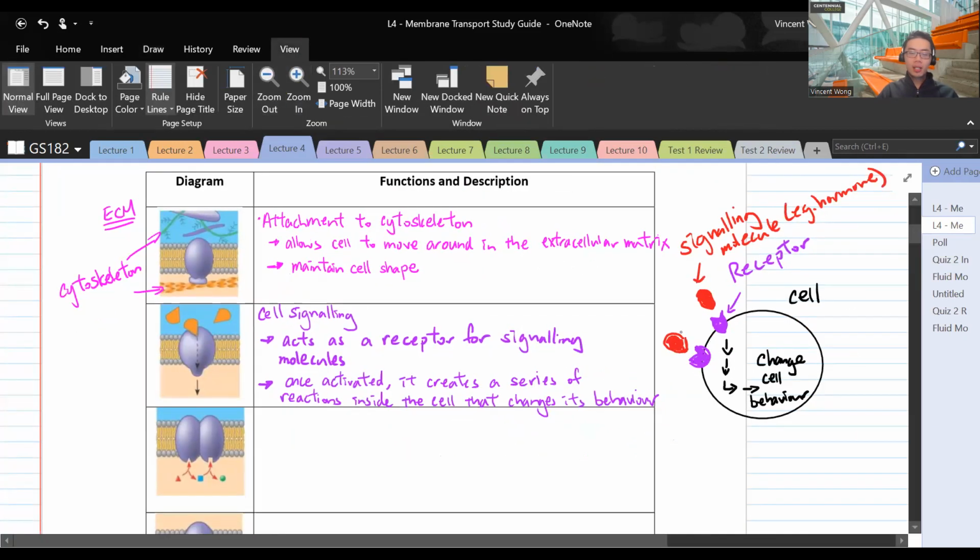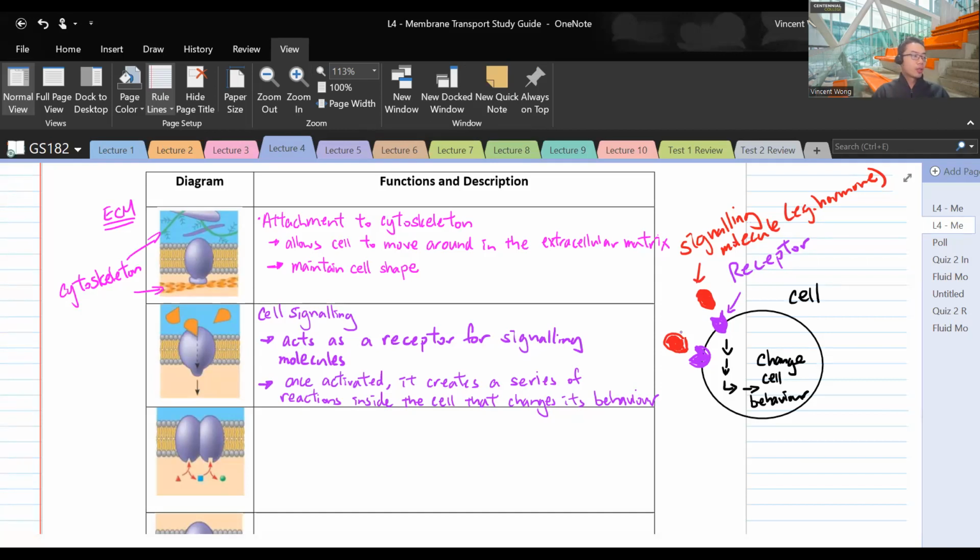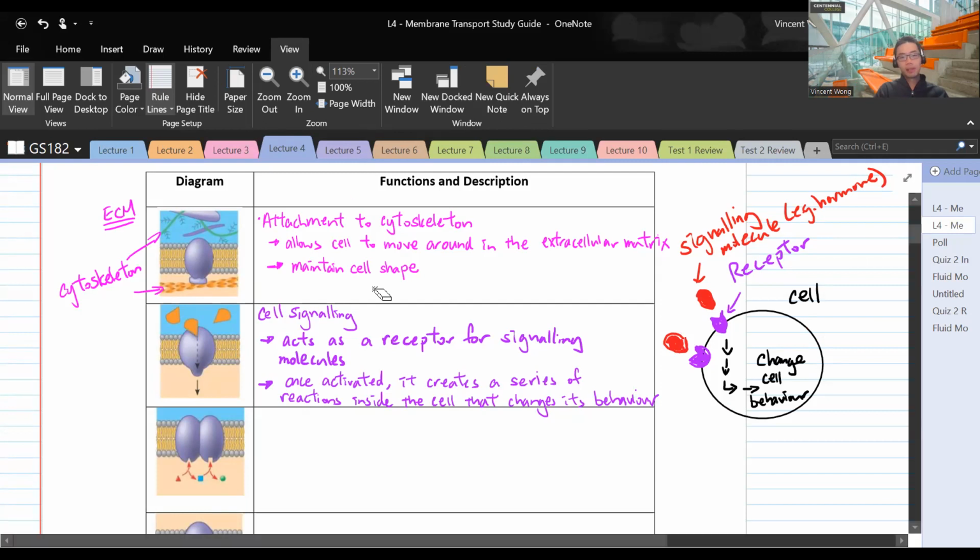Now, because of this key and lock relationship, even though your cell is exposed to many signaling molecules at any given time, it will only respond to those that it has a receptor for. Okay, that's that.